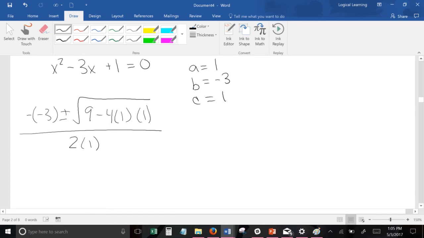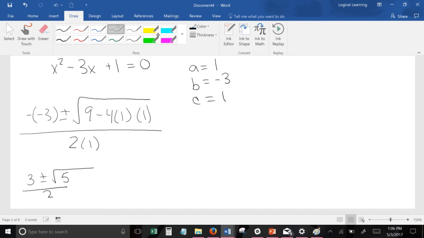Now negative negative 3 is going to give us 3 plus or minus the square root. 4 times 1 times 1 is just 4, 9 minus 4 is 5, and it's all over 2. And so again, we can see we get our two previous results, which is 3 plus root 5 over 2, and 3 minus root 5 over 2.